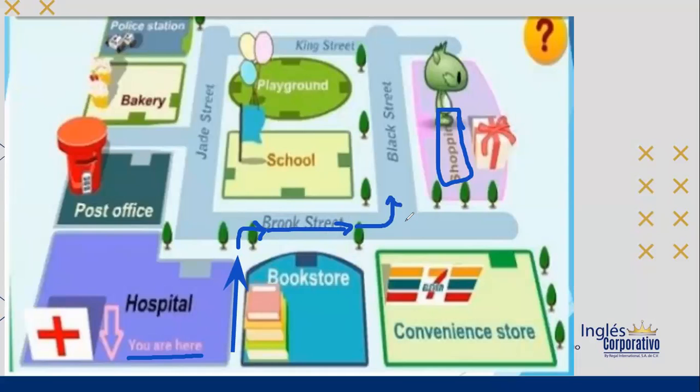Esa dijo que era calle, ¿verdad? Avenida. Sí, yes, es calle. Calle, street, black. Black street. Black street. And then? Medium. Okay, very good. And then? In front of the school. In front of the school. Very good. Excellent, mister. That was excellent. Thank you.